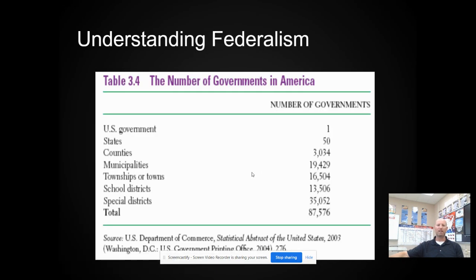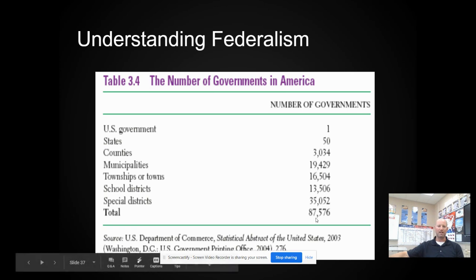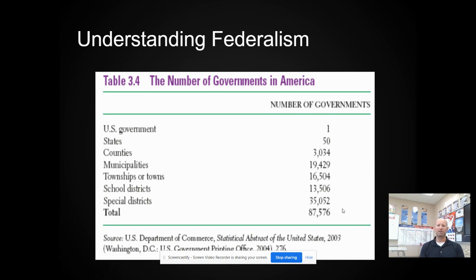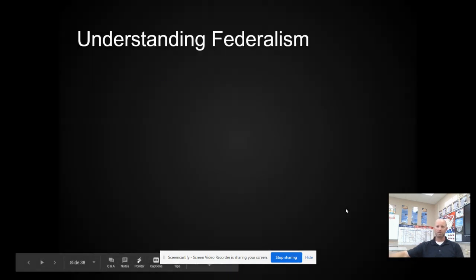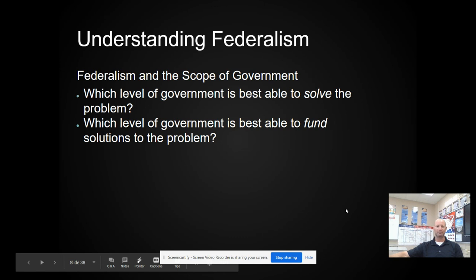All right. So again, understanding federalism, just remember the division of powers between state, local, and federal government. So you have all the different levels right here. We have 87,576 different governments. Remember, we talked about the advantages and disadvantages, right? Of having so many governments, there are some disadvantages to our system as well. No system is perfect. But this is something that is uniquely American. And the different levels of government are good or bad, depending on how you look at it.